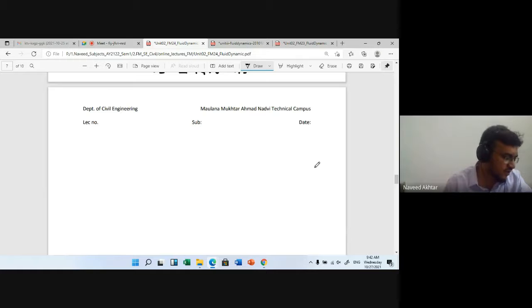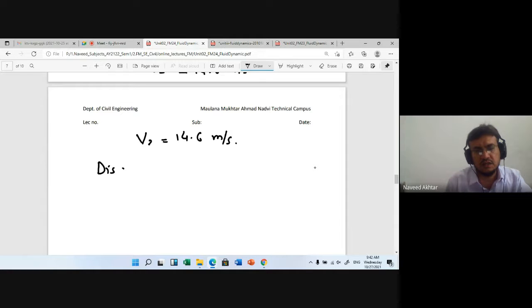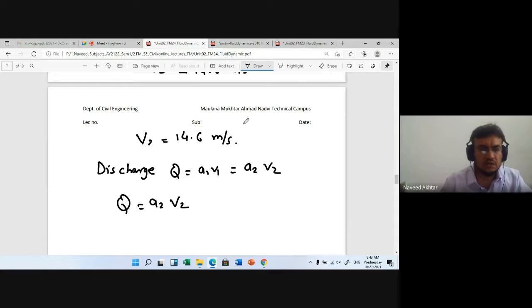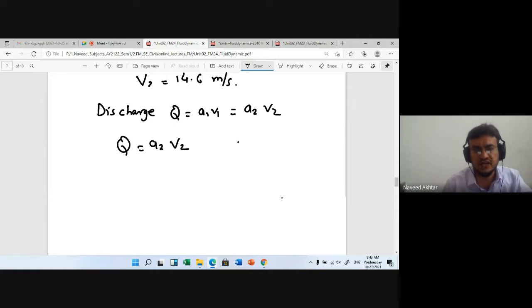Now here, the velocity we know, so we can easily find out the discharge. The discharge is the same by using continuity: Q is equal to A1 V1 or A2 V2. So I will take the discharge Q is equal to A2 V2. V2 we know, so A2 is nothing but 0.1 square into pi by 4.